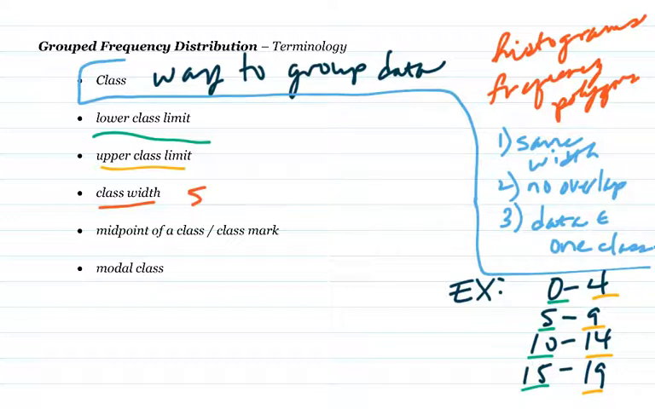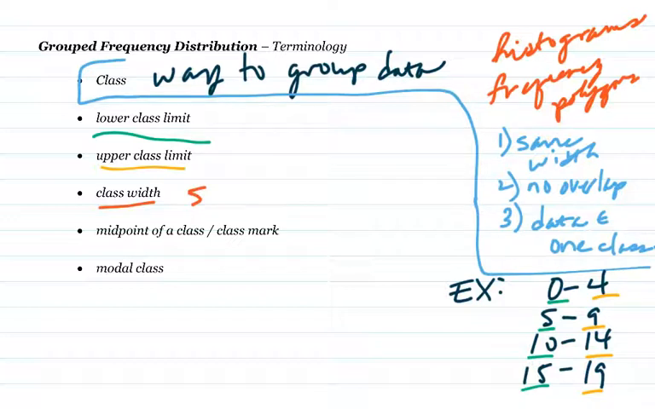Now, we could also have data that has decimal values, and then you want to be very thoughtful about how you create your classes so that a decimal value gets included in exactly one class without any overlapping, and that each class is the same width. So you've got to be careful with that.